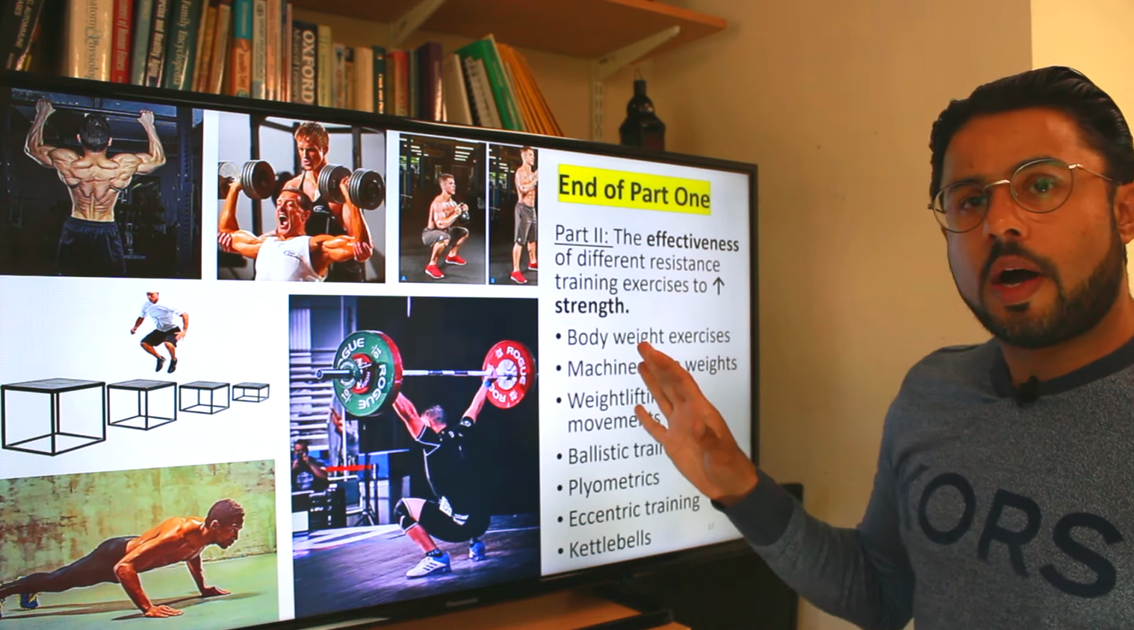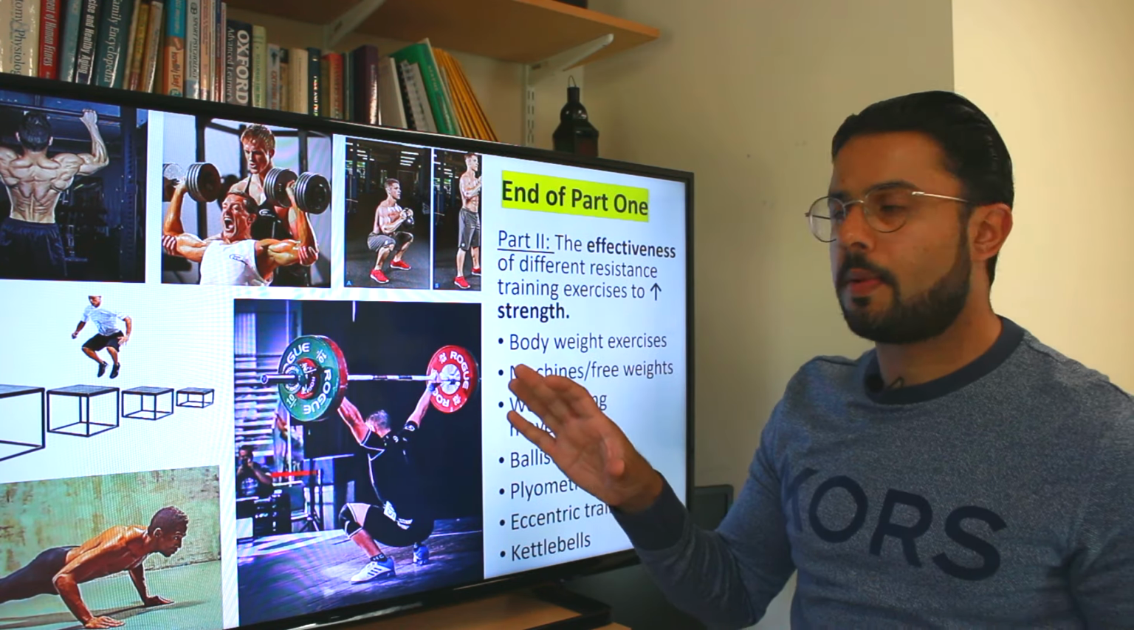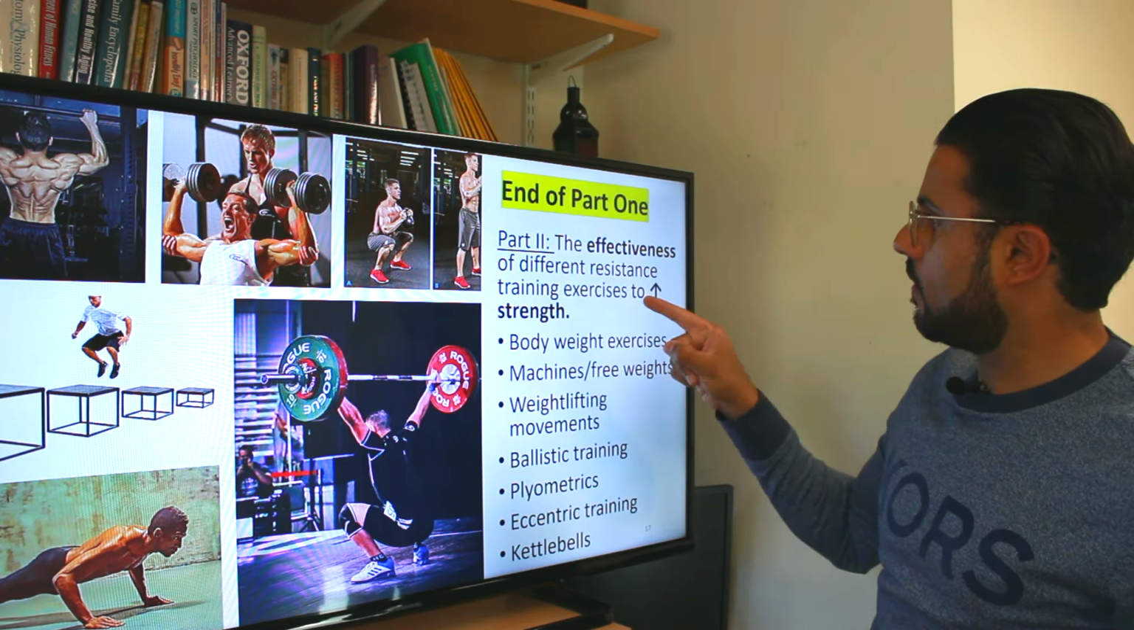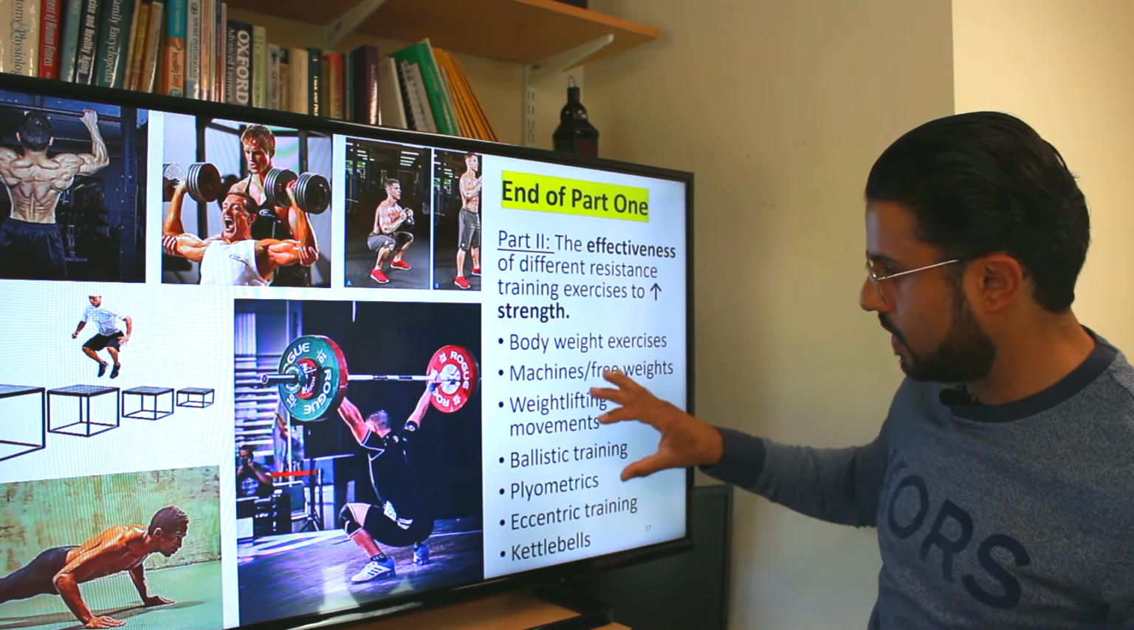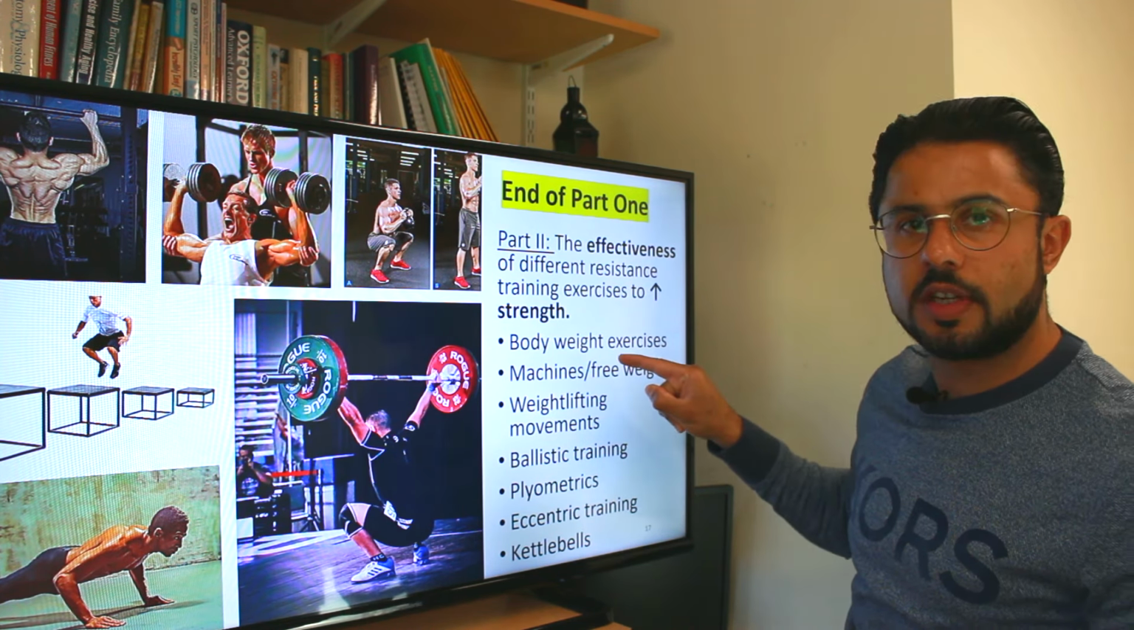So that's the end of part 1. In part 2, we're going to look at the effectiveness of different resistance training programs to manipulate the physiological and neuromuscular adaptations that we've just talked about in this part. We're going to focus on the advantages and limitations of all of these exercises: body weight exercises, a discussion about machines and free weights, Olympic weightlifting movements, ballistic training, plyometrics, eccentric training, and then we'll finish off with kettlebells as well.